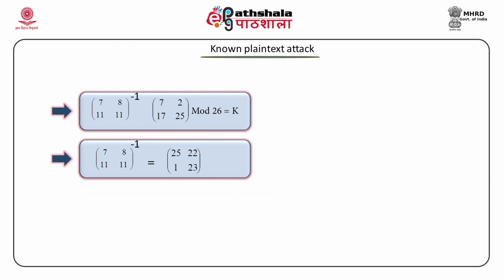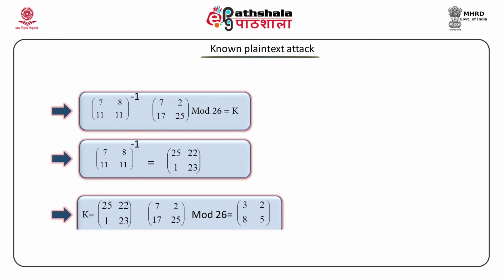Once the inverse is found, what you need to do is multiply it with the given matrix of ciphertext, and what you can derive is the key. And once the key is derived, the rest of the communication can always be decrypted. So this is all about Hill cipher.